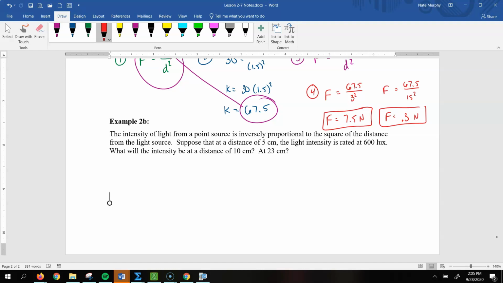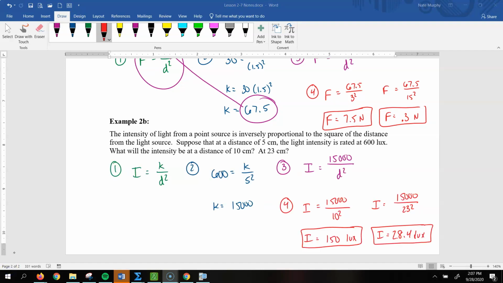So I want you guys to go through this 4-step process for this problem. So you'll want to pause the video. And I want you then to hit play when you're ready to check to see if you did it correctly. All right, you should have gotten 150 lux and 28.4 lux. If you didn't get that, make sure you didn't make any mistakes as you went along.